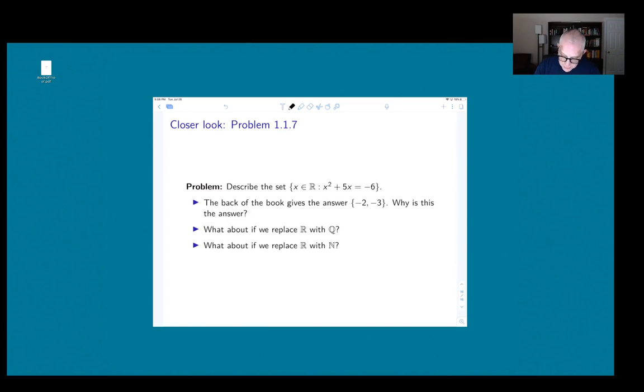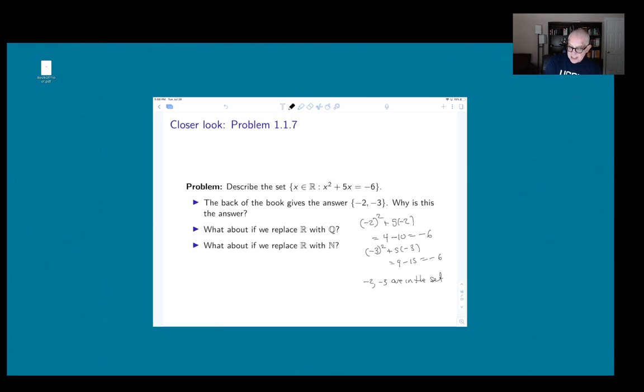Well, first of all, we should check. Minus 2 squared is 4, plus 5 times minus 2 is 4 minus 10, which is minus 6. And minus 3 squared plus 5 times minus 3 is 9 minus 15, which is minus 6. So in fact, that tells us that both minus 2 and minus 3 are in the set. They both pass the test.